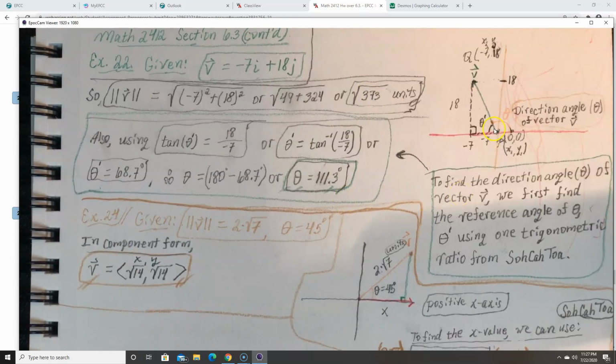I'm going to pick the trig ratio that has adjacent and opposite in it, and that's either TOA, opposite over adjacent, tangent, or you can use cotangent. Cotangent would be the reciprocal, adjacent over opposite. So you could use either tangent or cotangent. I'm just going to pick tangent. So, using tangent of your reference angle theta prime equal to opposite over adjacent.